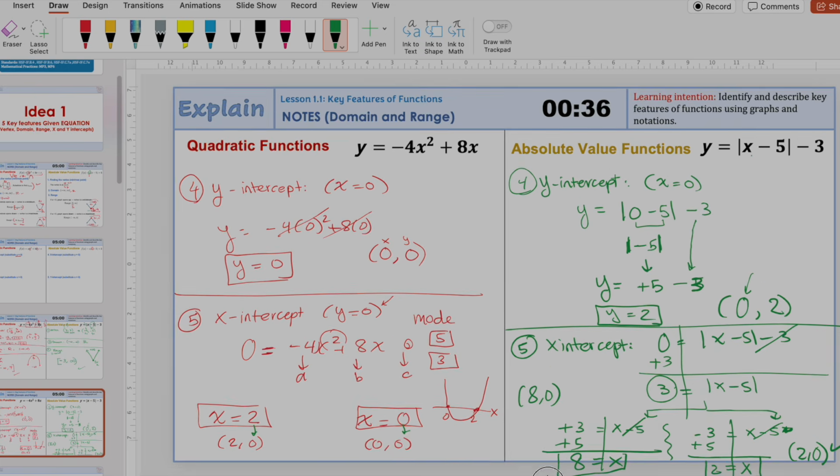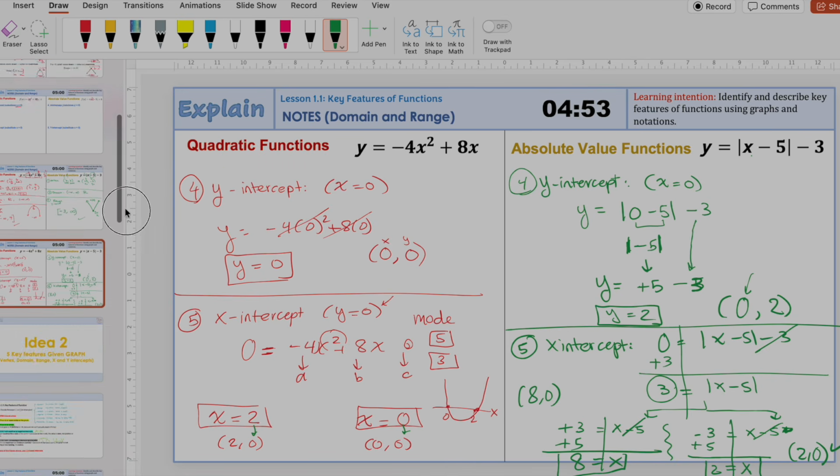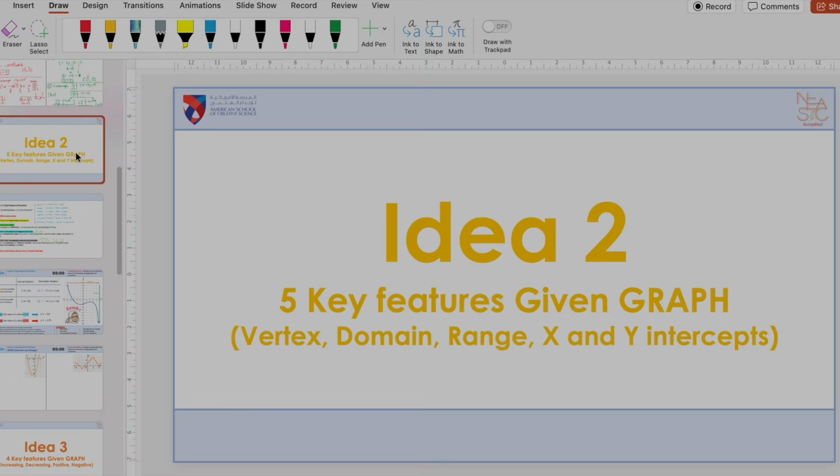I think it's easy. There are just small tips while dealing with absolute value functions. Otherwise, I believe it's very easy. Fine. Let's move to the second idea. Key features given a graph.